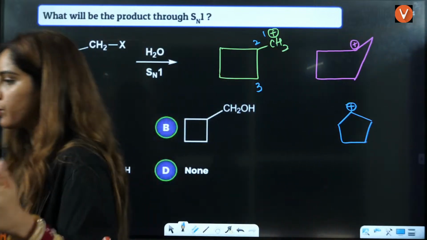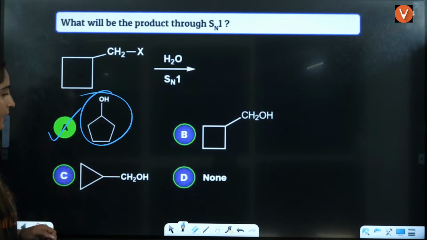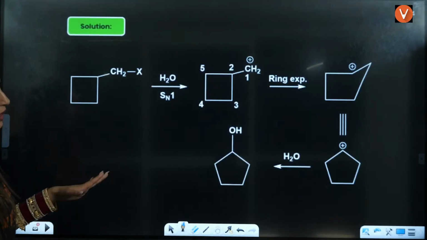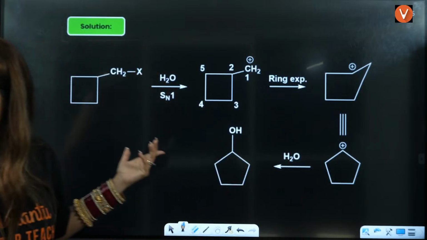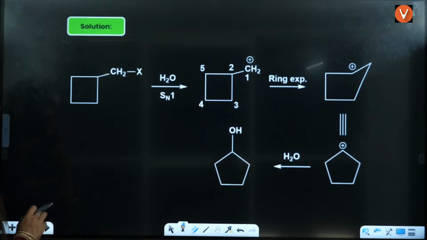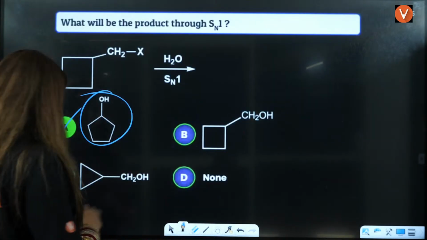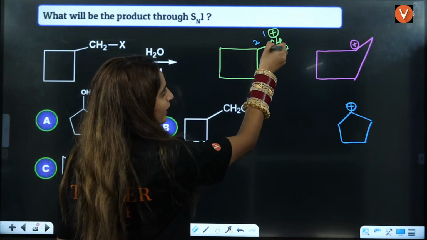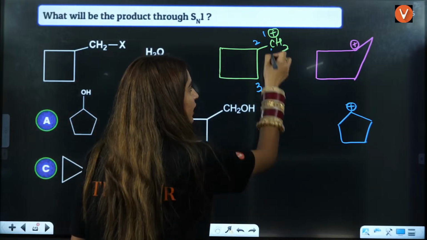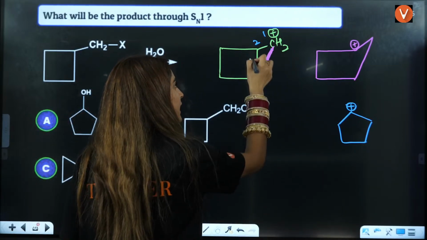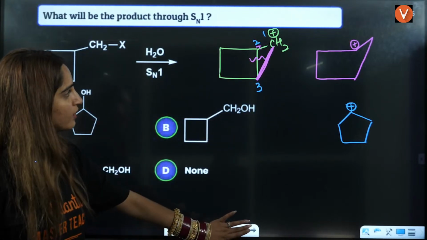So A is going to be the correct answer, right? You have this rearrangement, you will add OH here and you will have A as the correct answer directly. Got it? Ring expansion: what I did here, I just joined 1 and 3. The simple thing is, beta, you just join 1 and 3, break this bond, and attach the positive charge on the second. Okay?